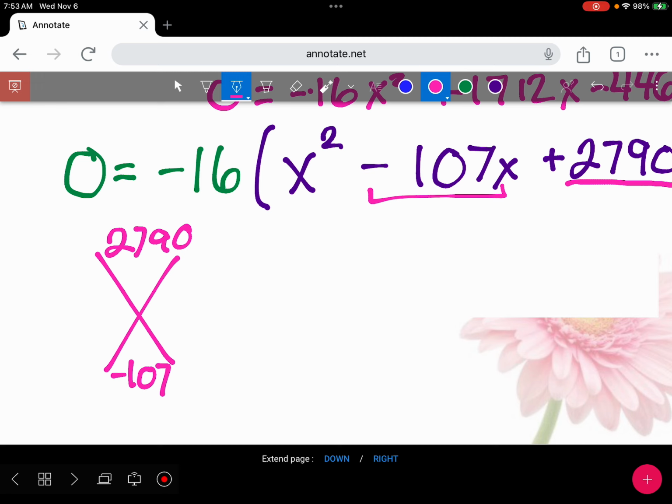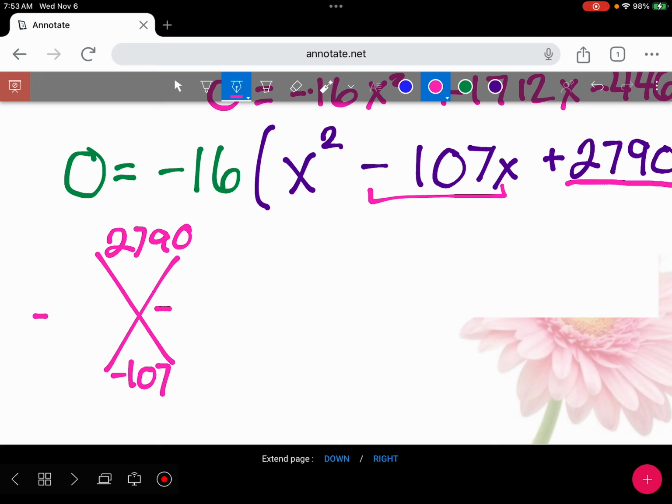If we're multiplying to be a positive number and adding to be a negative, that means they're both going to be negative. So then let's look at the values we have. Since it's multiple choice, we can use that as a shortcut. Is there a set of values in there that multiplies to be 2,790 and adds to be 107? Instead of going through the list of factors of 2,790.